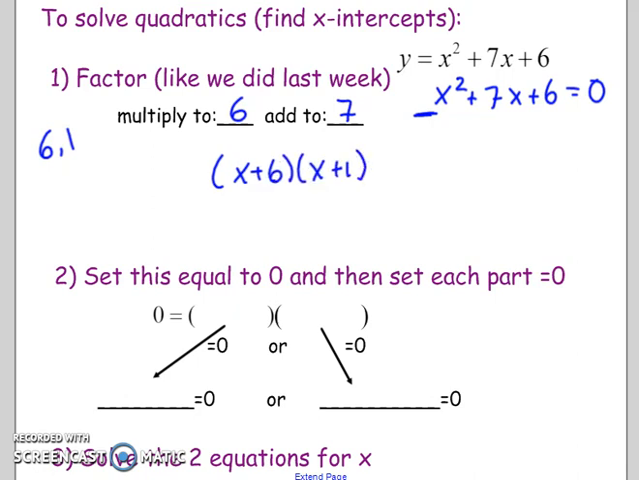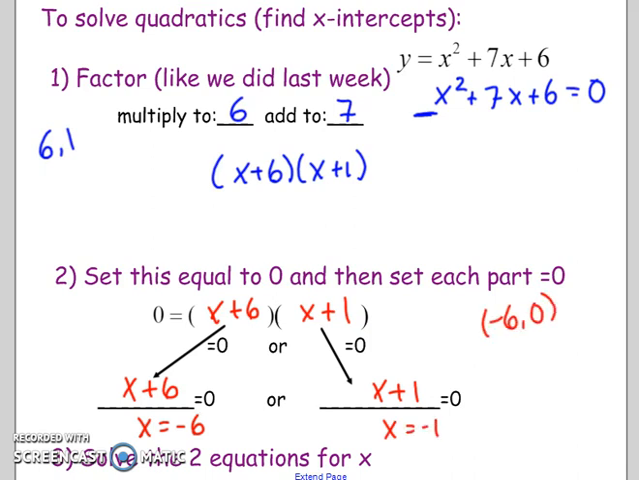Now I'm going to set those equal to 0. So (x plus 6)(x plus 1) equals 0. Each factor gets set to 0. x plus 6 equals 0. I solve it, I get negative 6. x plus 1 equals 0. I solve it, I get negative 1. So (-6, 0) would be one of my x-intercepts. (-1, 0) would be my other x-intercept.